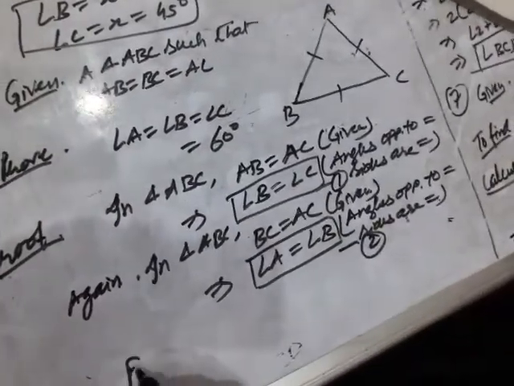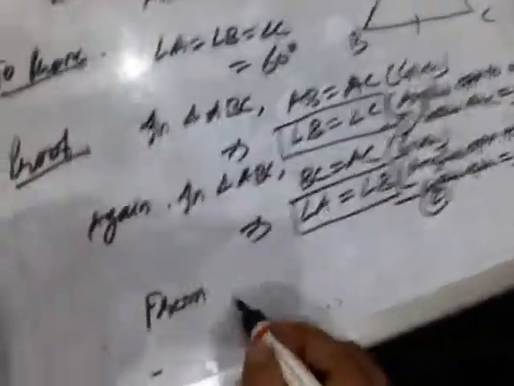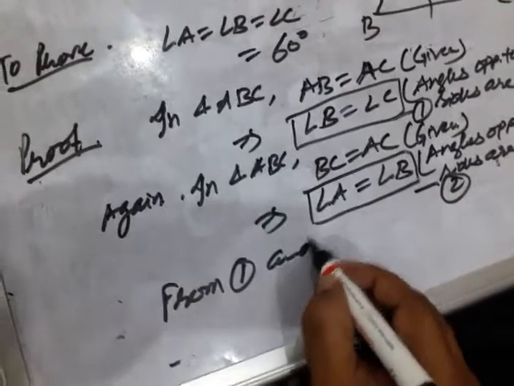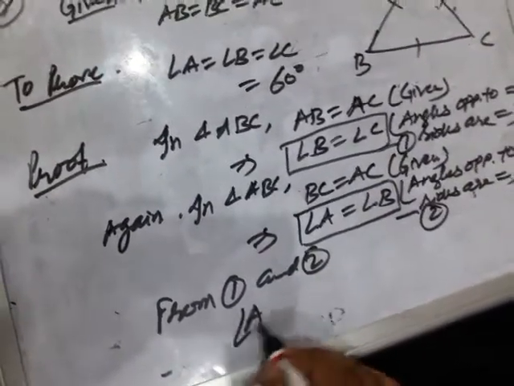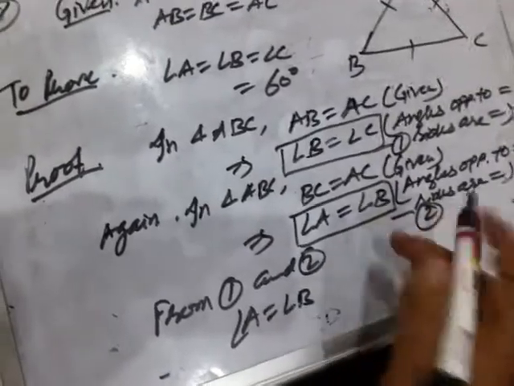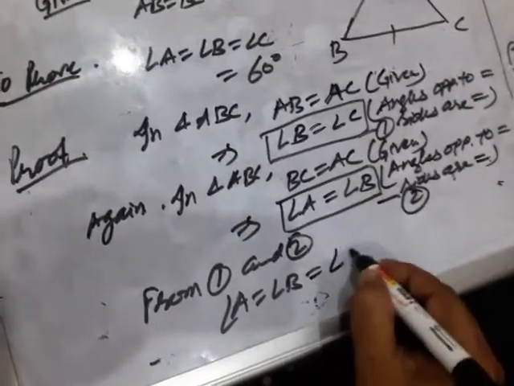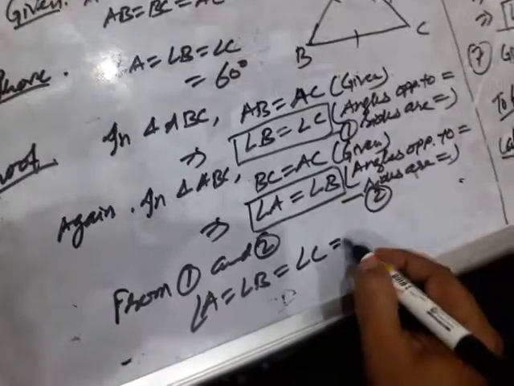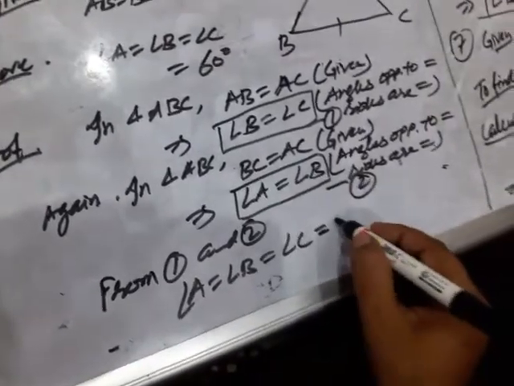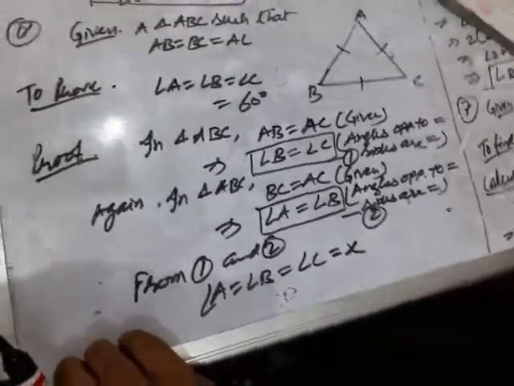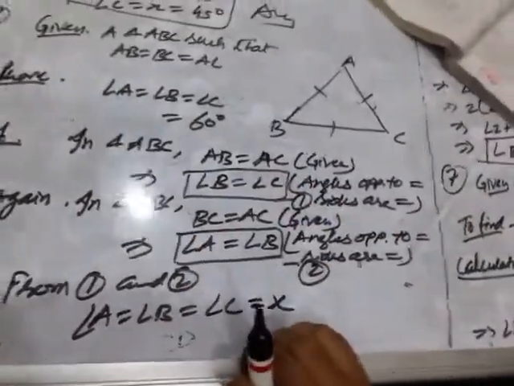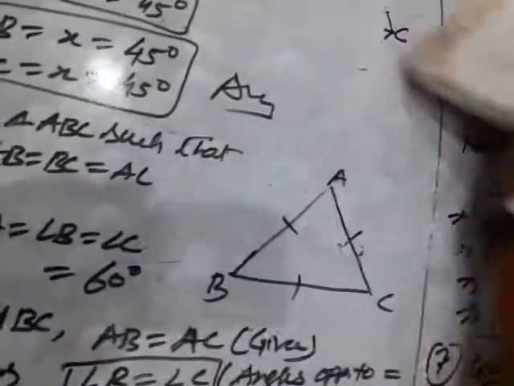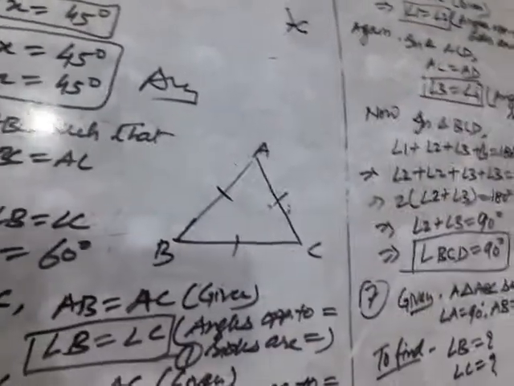So from 1 and 2, what do we see? Angle A equals angle B and angle B equals angle C, and let them all be equal to x degrees. Clear? So from 1 and 2 we have seen that angle A equals angle B and angle B equals angle C. Let us suppose that their degree measure is x.